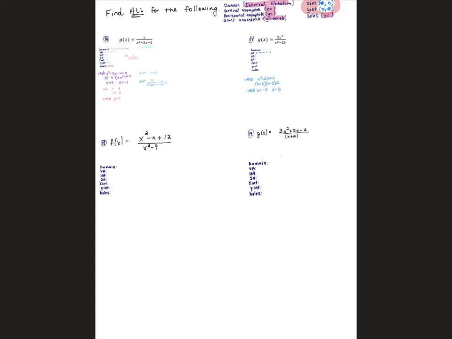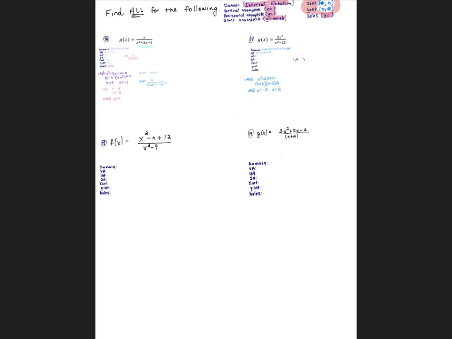That means I can write my domain based upon that. It's negative infinity to negative 5, union negative 5 to positive 5, union 5 to infinity. That looks weird. Horizontal asymptote, remember we compare the numerator degree to the denominator degree.